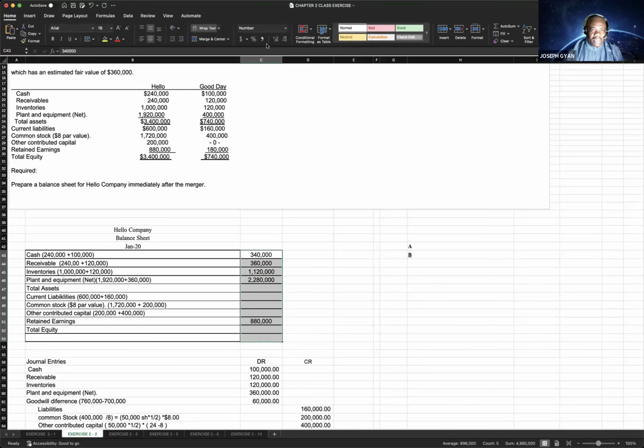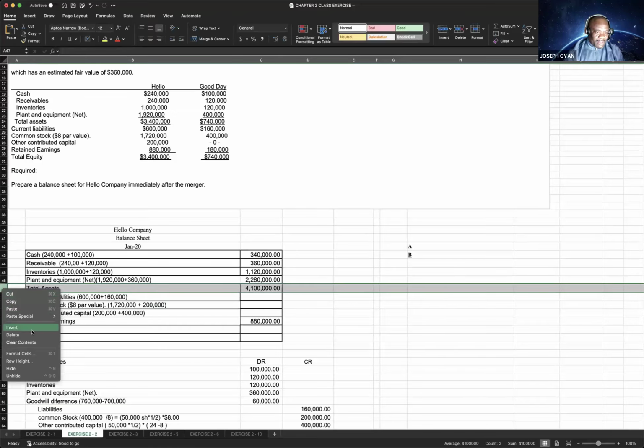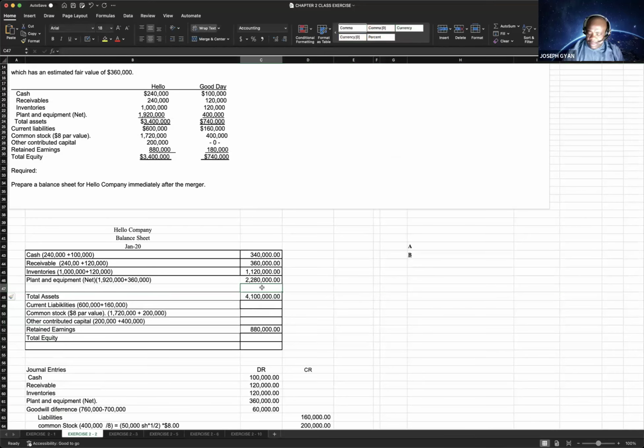So how much is the total asset here? Somebody should verify that number for me. Is it 4.1 million? Oh, we are missing something. Who can tell me? That's the goodwill. We didn't include the goodwill, so let me insert the goodwill somewhere here. Goodwill was 60,000, right? Yes, 60,000. So this is the goodwill.